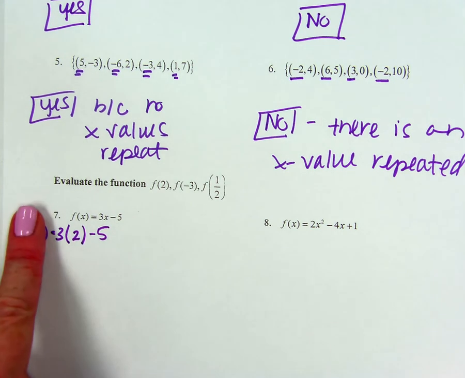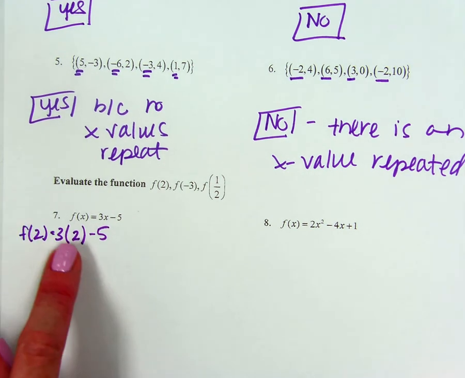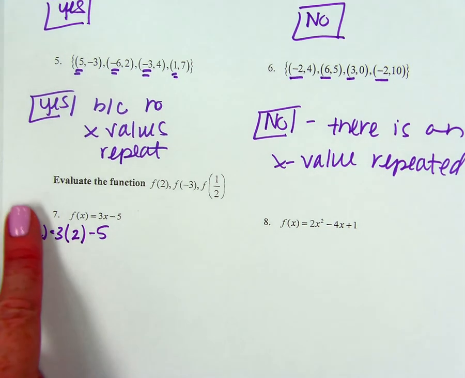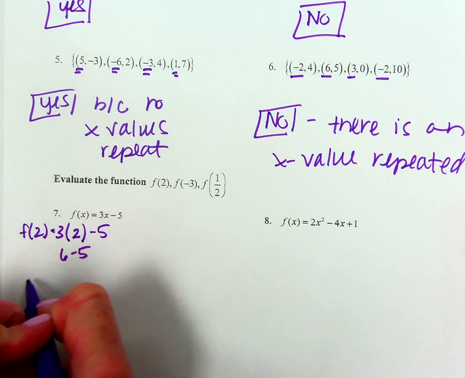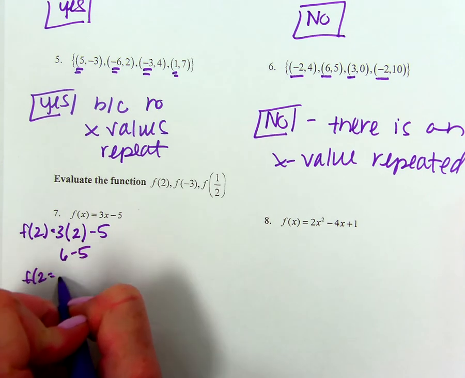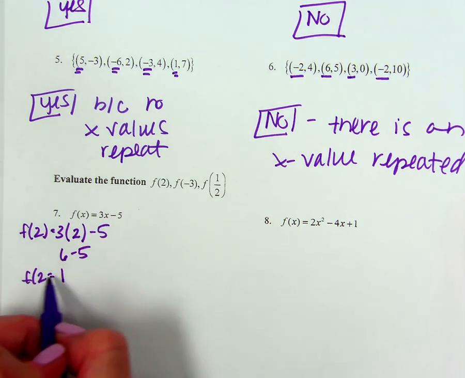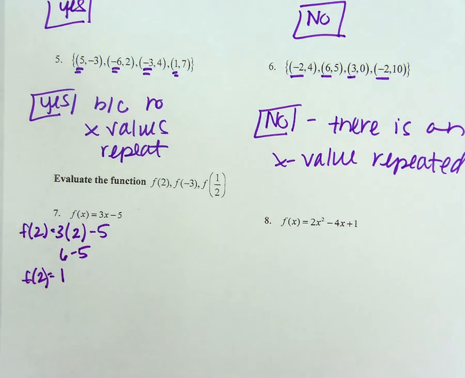So this f of 2 doesn't mean anything. It's just telling us what we're substituting in. So do not worry about solving anything on that side. So then this becomes 6 minus 5. So f of 2 equals 1. And that's it.